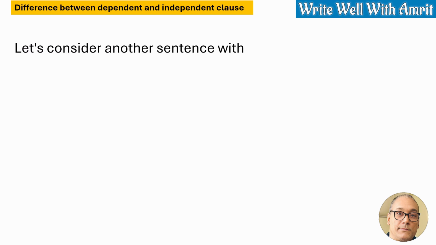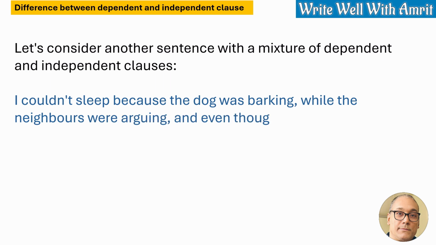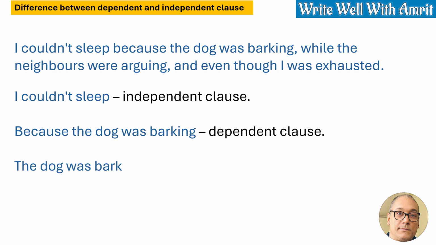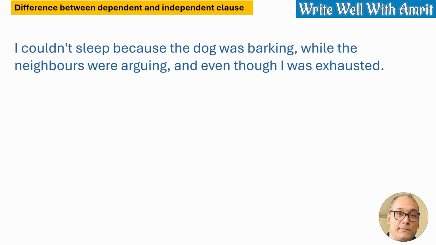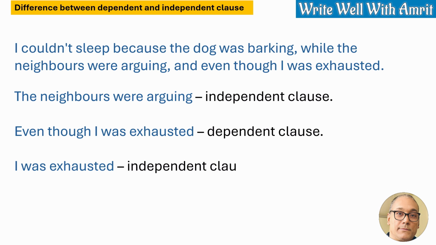Let's consider another sentence with a mixture of dependent and independent clauses. I couldn't sleep because the dog was barking while the neighbors were arguing, and even though I was exhausted. I couldn't sleep is an independent clause. Because the dog was barking is a dependent clause. The dog was barking is an independent clause. While the neighbors were arguing is a dependent clause. The neighbors were arguing is an independent clause. Even though I was exhausted is a dependent clause. I was exhausted is an independent clause.